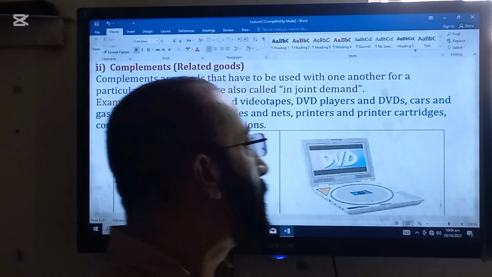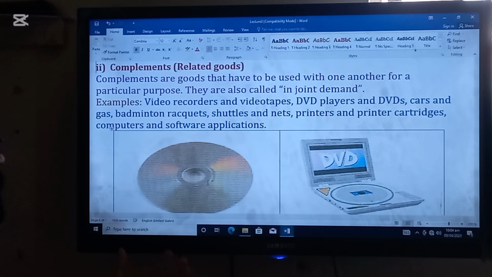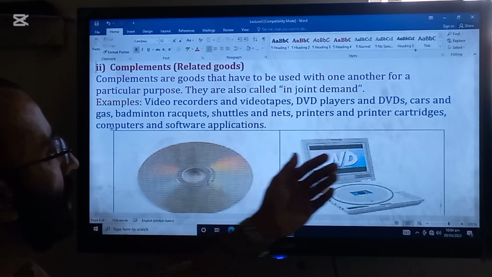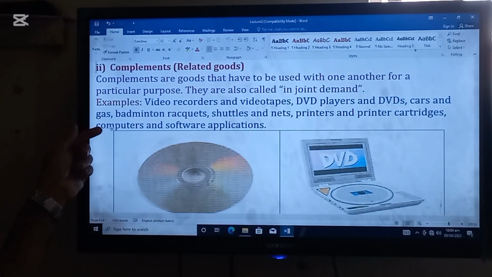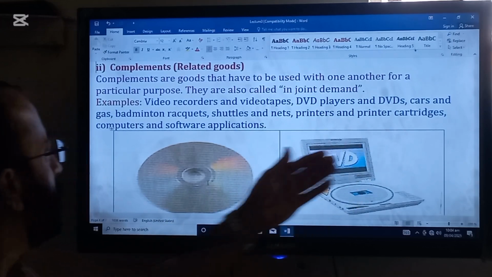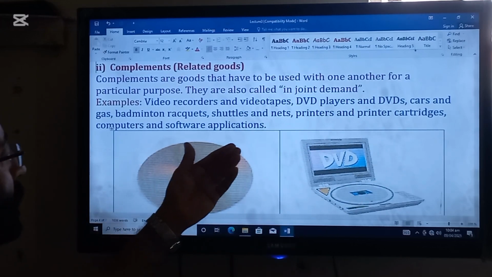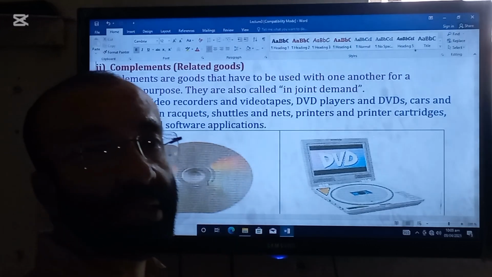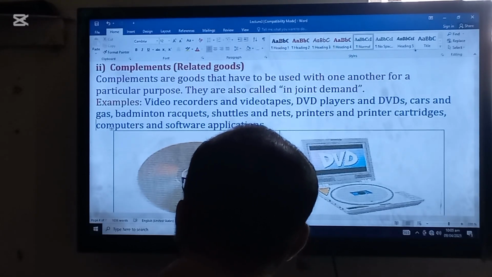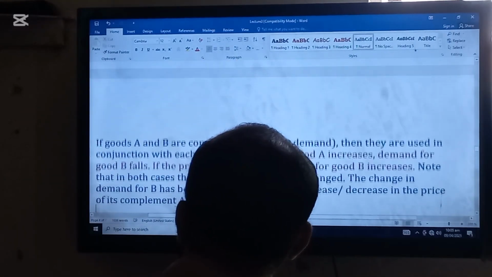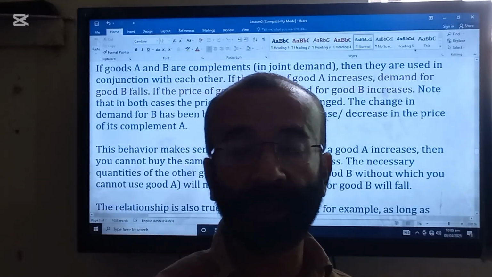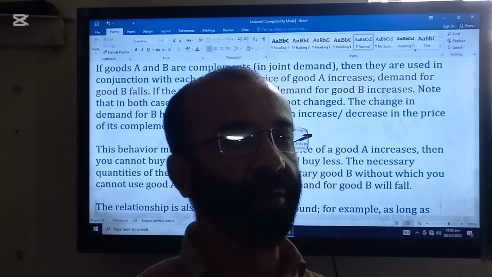So these are complements, and here are examples: DVD players and DVDs, video recorders and videotapes, cars and gas and oil, badminton rackets and shuttles and nets, printers and printer cartridges, computers and computer software applications. So these are some examples of complements. Now we are going to study the effect of things which are complements of each other. The point to understand is very simple.